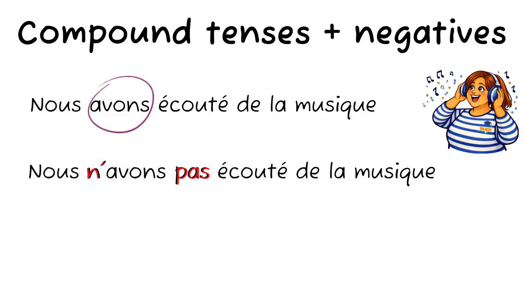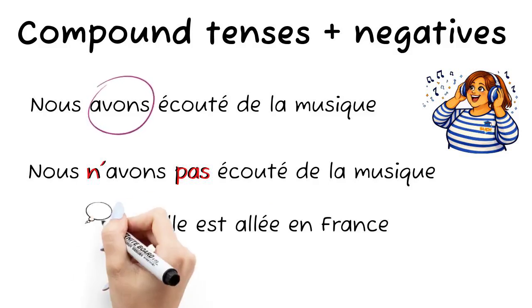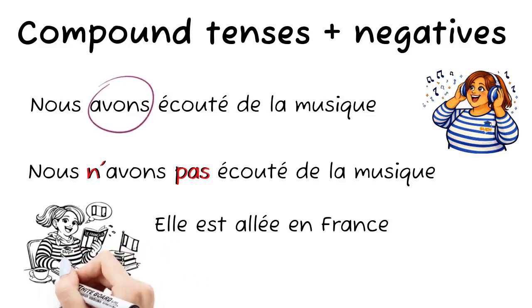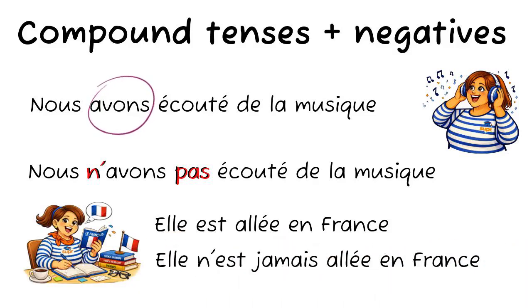sentence. Similarly here, elle est allée en France, she went to France. The auxiliary verb est is the conjugated verb, that is what we are going to negate. So it becomes elle n'est jamais allée en France, she never went to France, or she has never been to France. Ne jamais around the est.